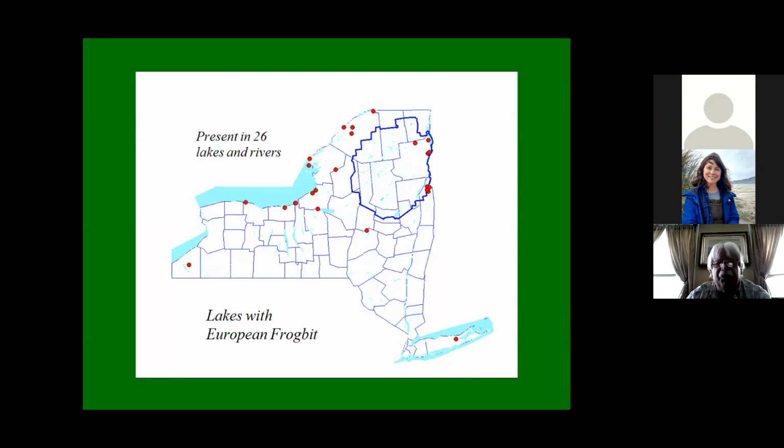And here's the distribution of European frogbit, primarily in the Champlain Lake system and Barge Canal system on the eastern edge of the park, though there is that one infestation within the park. We suspect that it's heading southward, though, and will probably ultimately end up in the Hudson River and throughout the state.